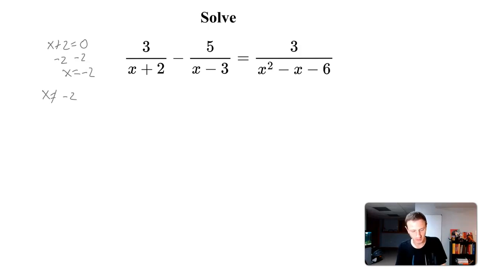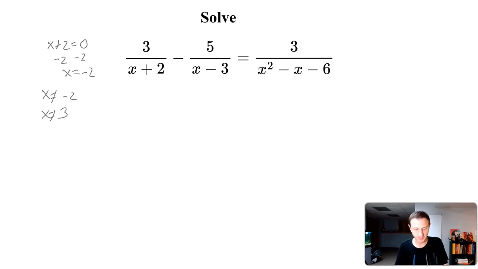What else? Let's take a look at x minus 3. x minus 3 equal to 0. If I add 3 over, I get x equal to 3. So x cannot be 3. So x cannot equal +3, and it cannot equal -2. Now, we're not out of the woods just yet.